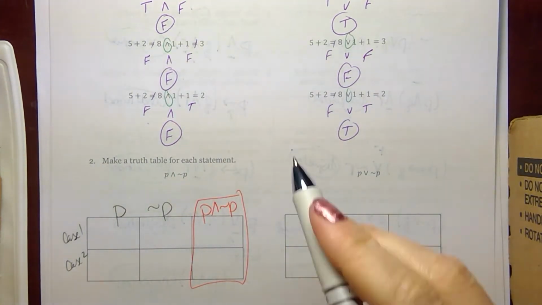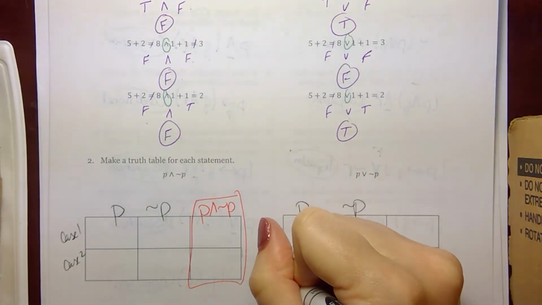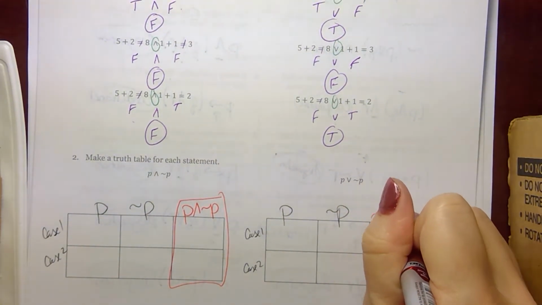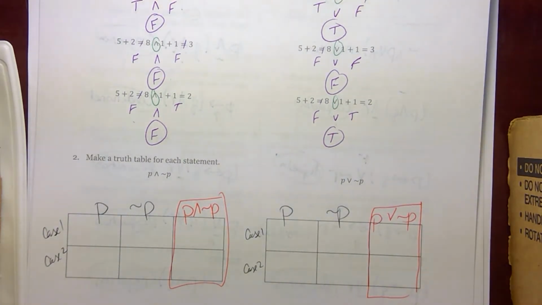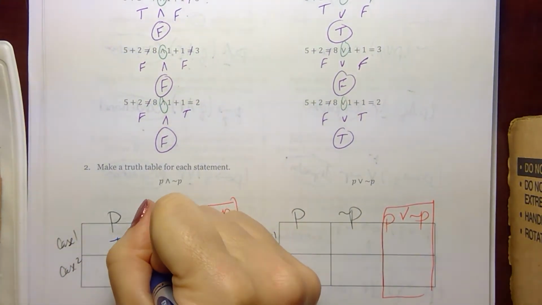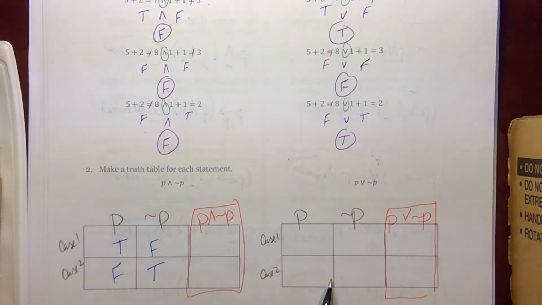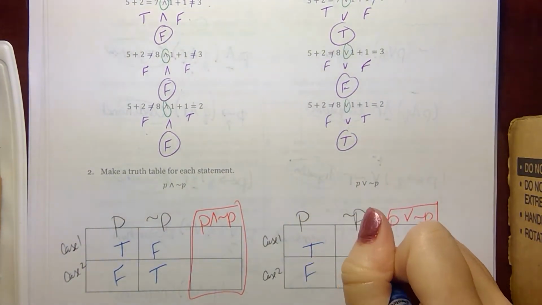The setup is the same over here where I have P, I have not P, I have two cases. But this time we're interested in P or not P, that truth value. Okay, for my first truth table, if I only have one case, that means I'm negating that one statement. If the statement is true, the negation is false. If the statement is false, the negation is true. These first two columns are the same over here.